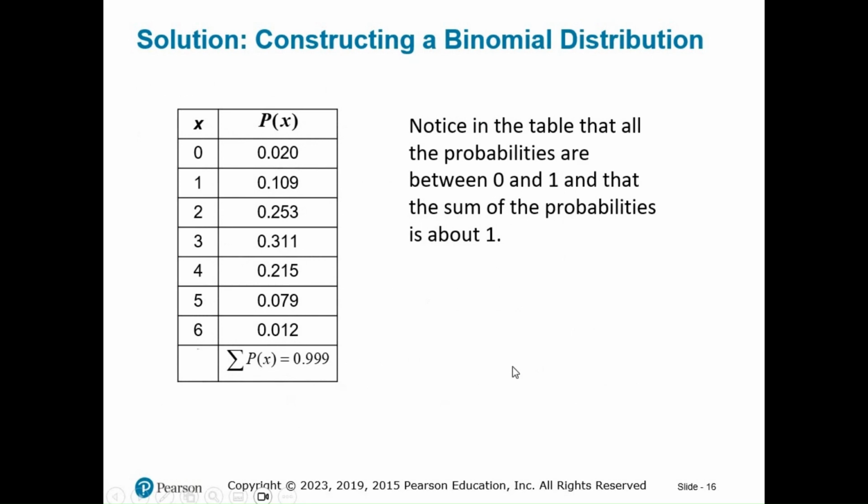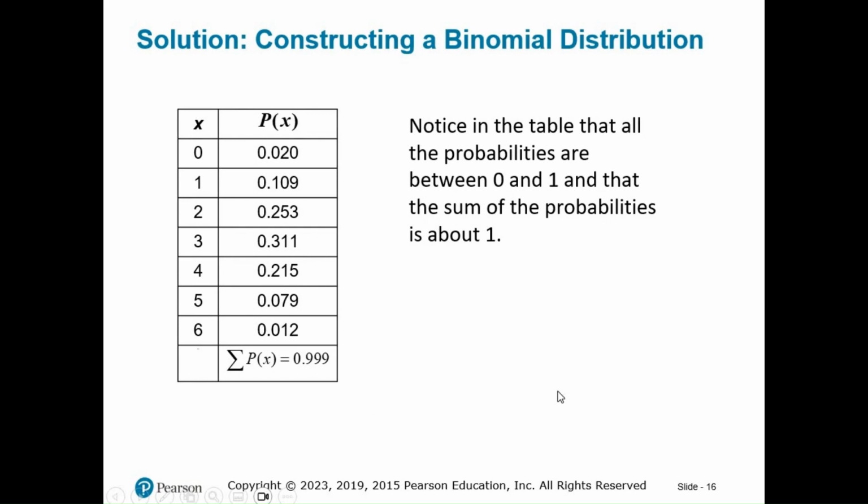Very similar to other distributions we've done. This has the x value, which, if you remember, is the number of successes, and the probability of each of those numbers of successes occurring. So when you're told to construct a binomial distribution, this is what you're doing.